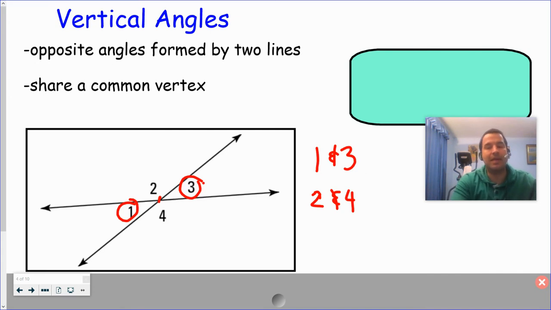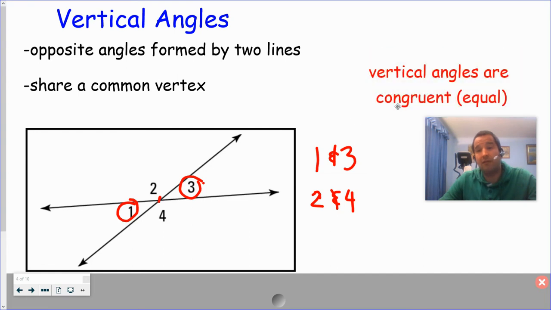Now look at 1 and 3 and 2 and 4. What can you kind of make out? What kind of ideas do you think about their size? Well, here's the thing. Ready? Vertical angles are congruent or equal. Always. Any two lines, straight, they have to be straight, not curves. Any two lines that intersect will always create two pairs of vertical angles, and those two angles will always be congruent.